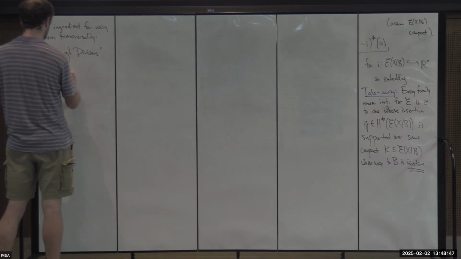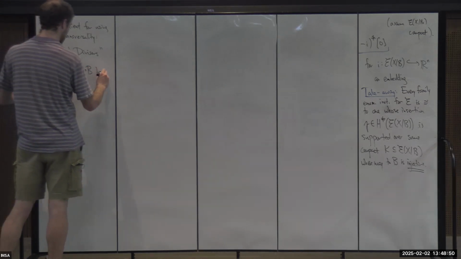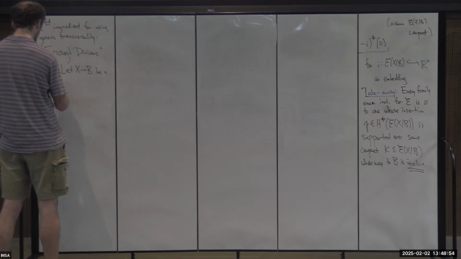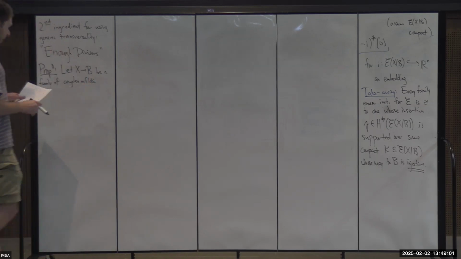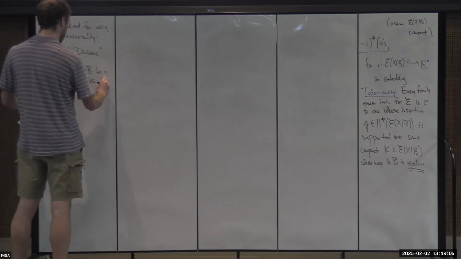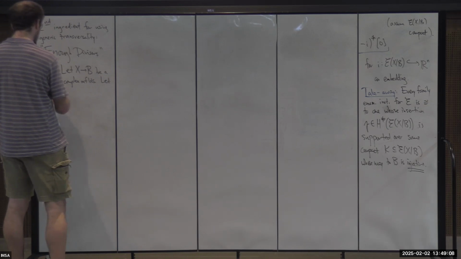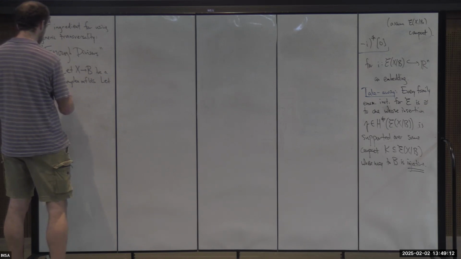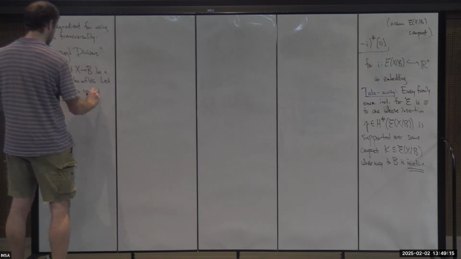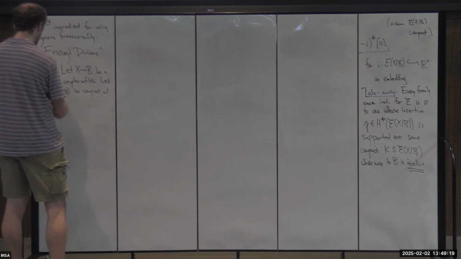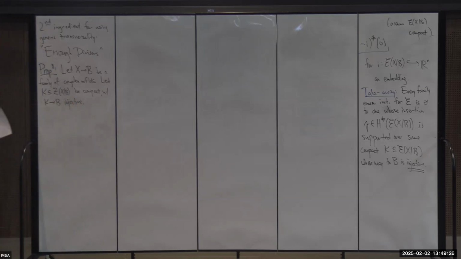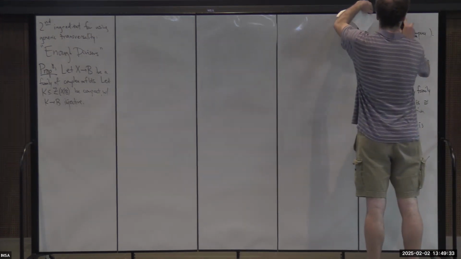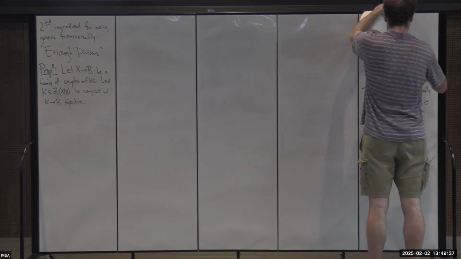So the X over B is a family of complex manifolds, and K inside Z of X over B should be compact, and the map to B should be injective. So I should explain what Z is. Z is the space of cycles, holomorphic one-dimensional cycles.